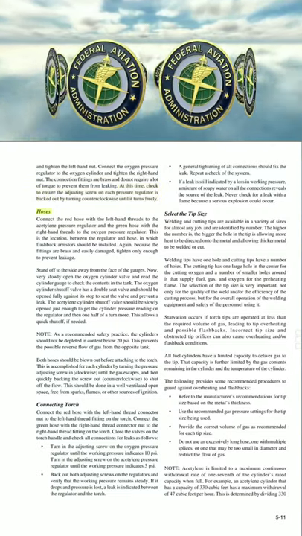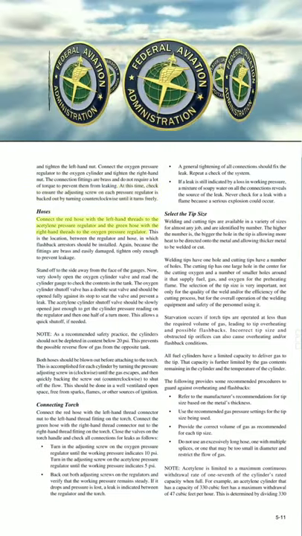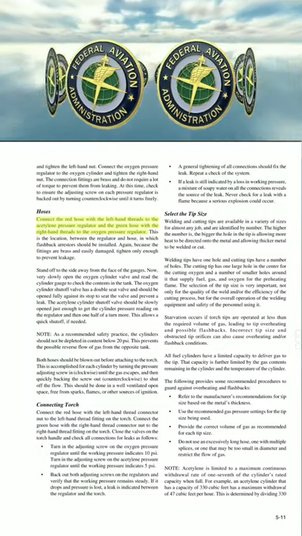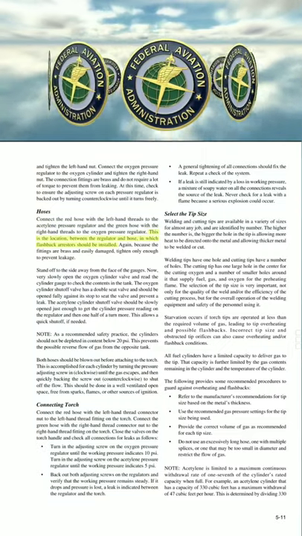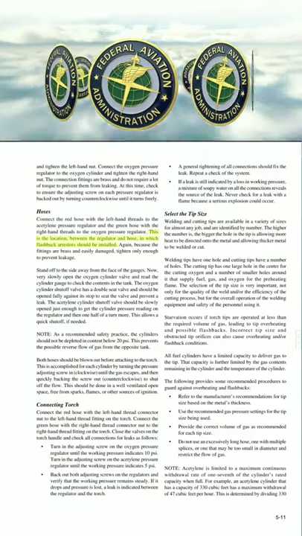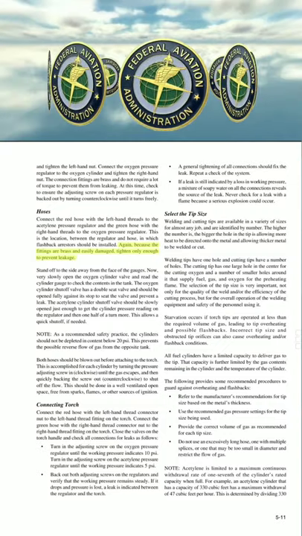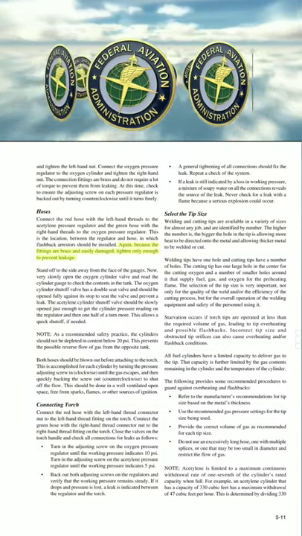it turns freely. Hoses. Connect the red hose with the left-hand threads to the acetylene pressure regulator and the green hose with the right-hand threads to the oxygen pressure regulator. This is the location, between the regulator and hose, in which flashback arresters should be installed. Again, because the fittings are brass and easily damaged, tighten only enough to prevent leakage.